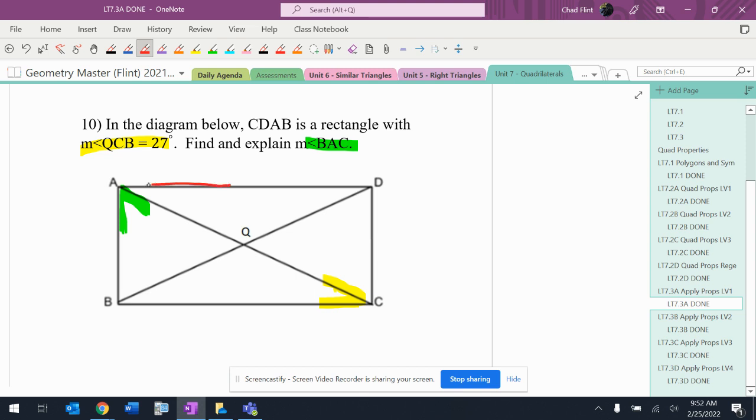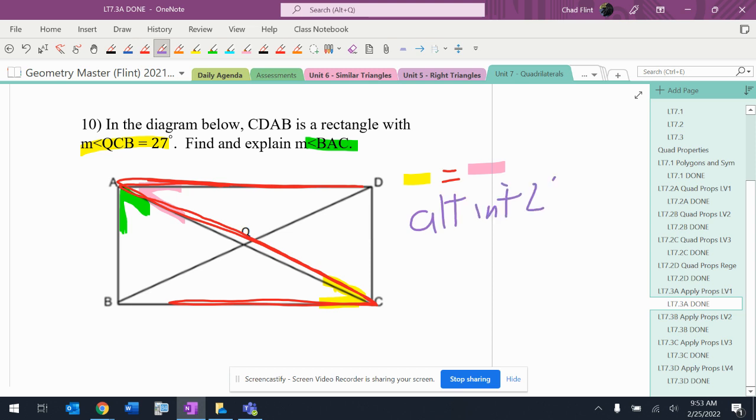I think I'd look at this and be like, all right, well, yellow and pink are the same. Yellow equals pink because alternate interior angles are equal. All right, and then I might say, yeah, I'd probably do this.